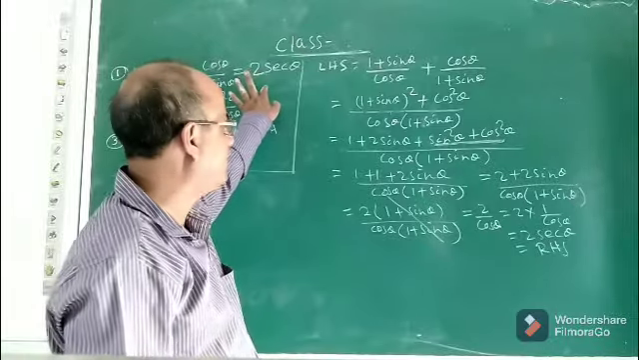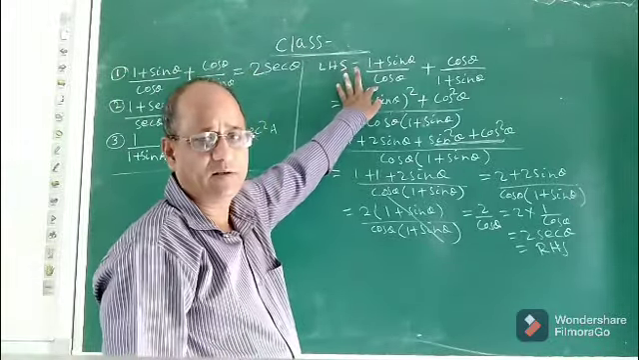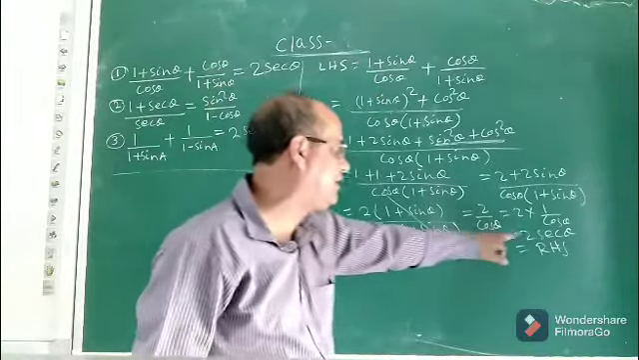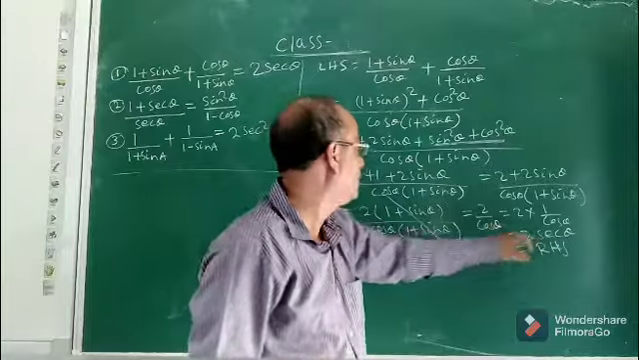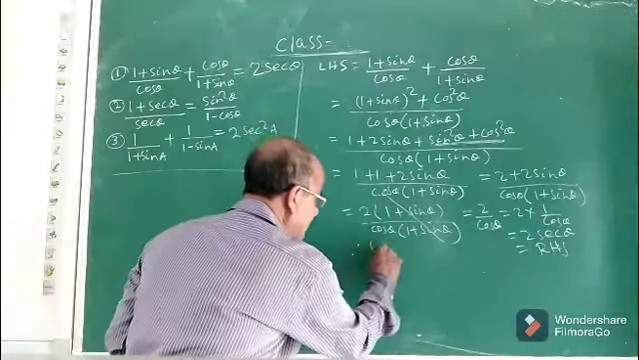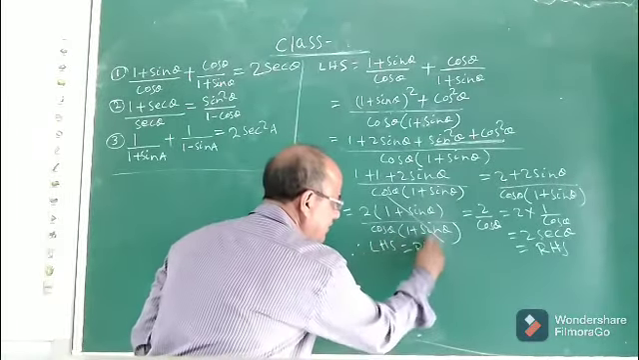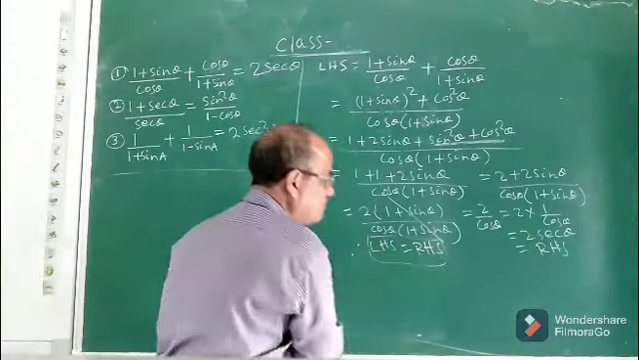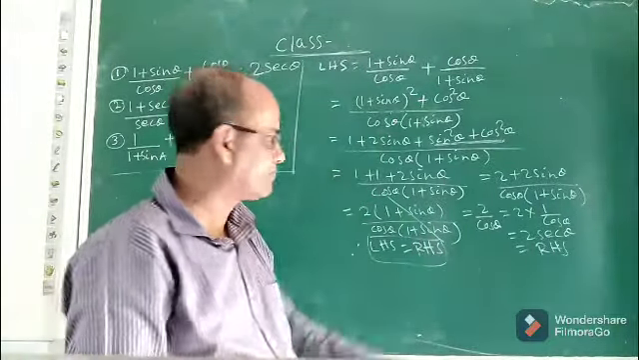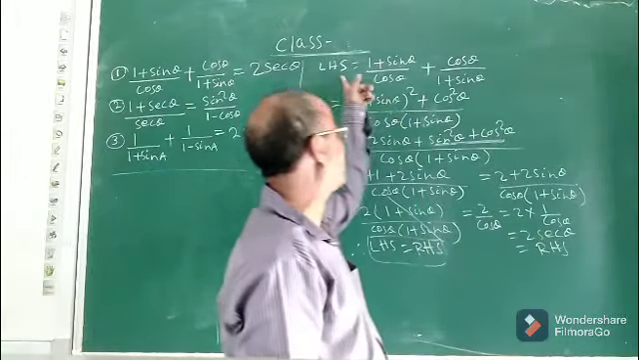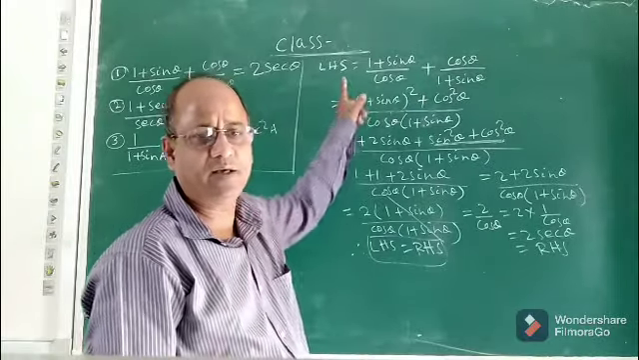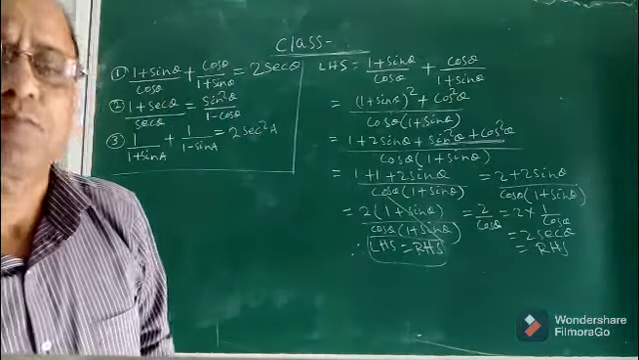So what did you see, children? By breaking the left hand side, following arguments using different formulae and different procedures, ultimately we arrived at the conclusion that LHS is equal to 2 sec theta, which is equal to RHS. Therefore, LHS is equal to RHS. In this particular problem, I broke the left hand side and got the right hand side. But if you wish, you can also take the right hand side and get the left hand side, and the proof of the trigonometric identity will be completed. So this is one of the problems which I solved.